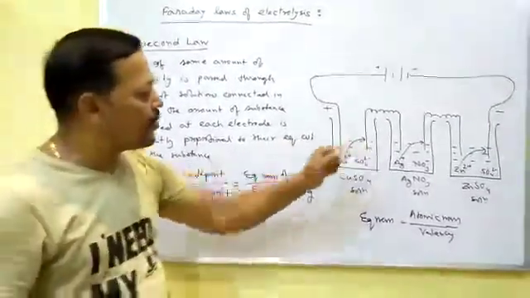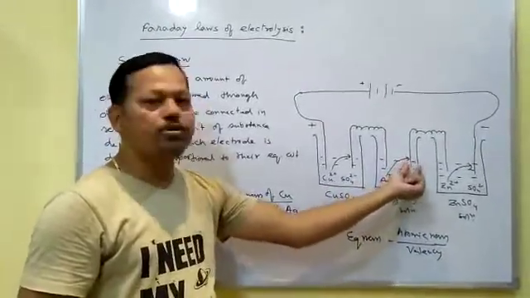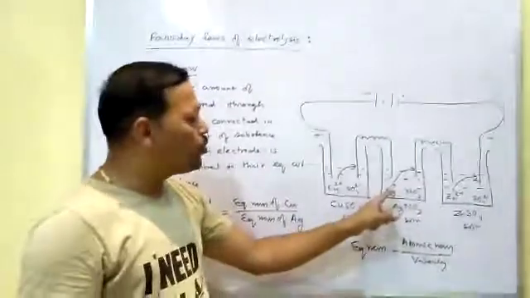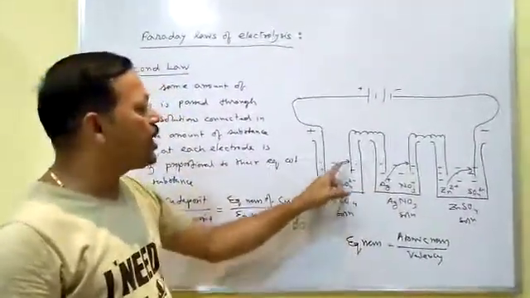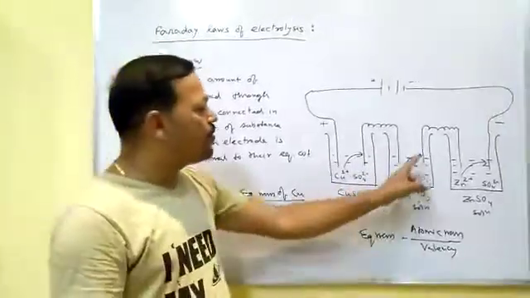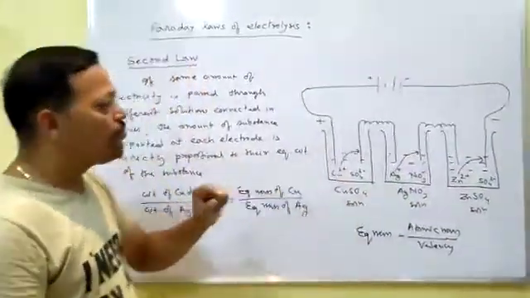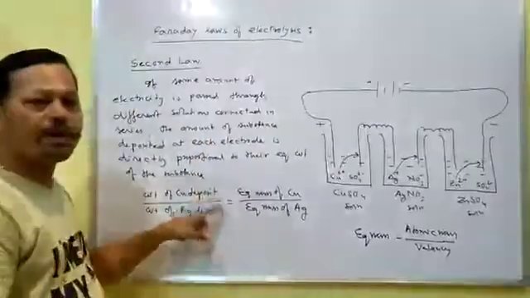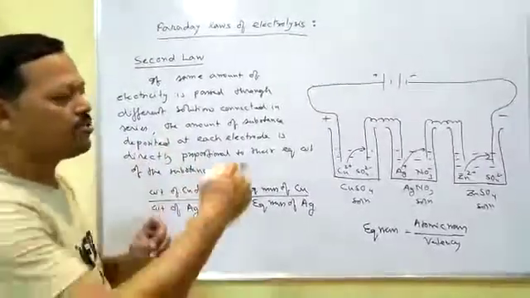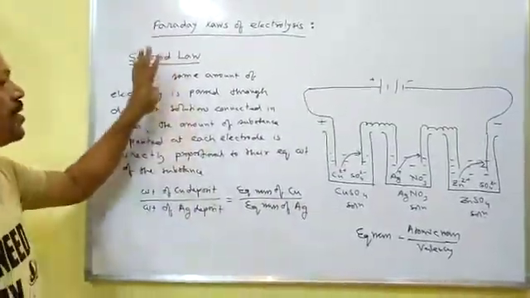Suppose in this diagram, the silver amount is given. Suppose 1 gram of silver is deposited here. The question will ask how much copper will deposit here. So if you know the amount of silver, you can find out the amount of copper also by using this relation. Similarly, if the weight of silver is given, you can find out the weight of zinc deposit. So if you want to find the weight of zinc deposit, you can apply this formula. Like this way, if you know the deposit amount of one substance, you can determine the deposit amount of another substance also by applying this second law.